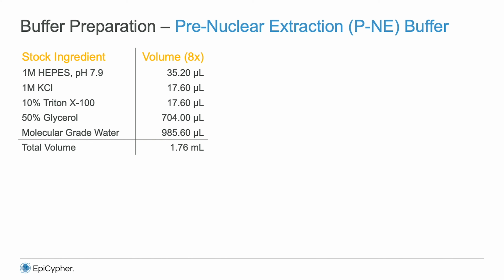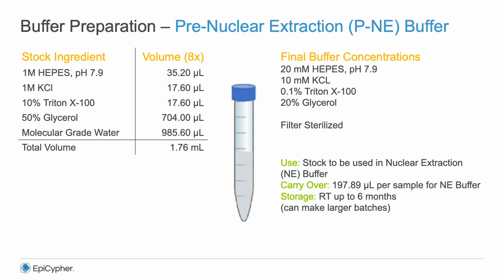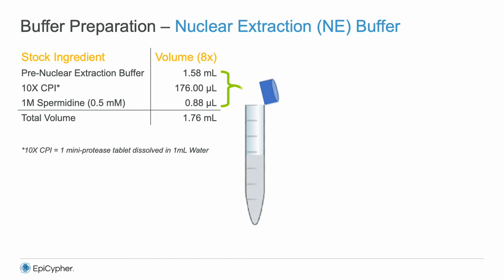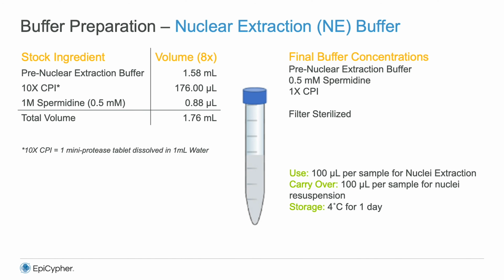As shown here, you will need to make a pre-nuclear extraction buffer that should be filter sterilized and stored at room temperature for 6 months. This buffer is not used in the protocol itself, but instead is used when creating the nuclear extraction buffer. Make the nuclear extraction buffer as described here. Filter sterilize and store at 4 degrees Celsius for 1 day. This buffer will be used for nuclei extraction and resuspension in the beginning of Section 2 of the protocol.